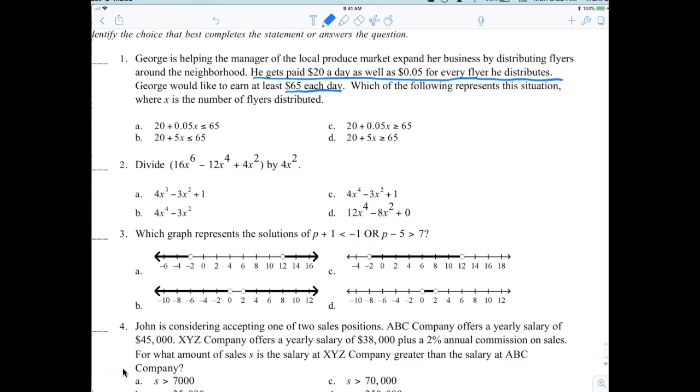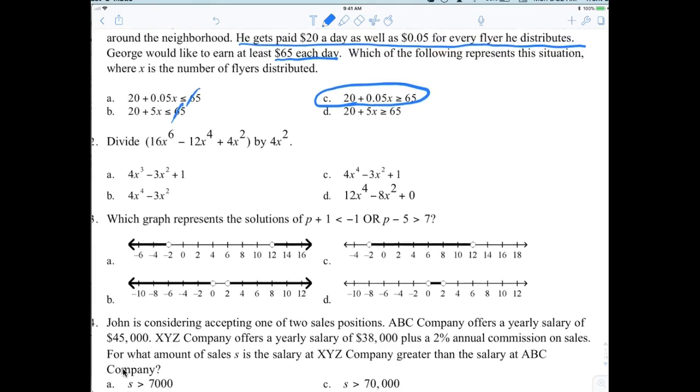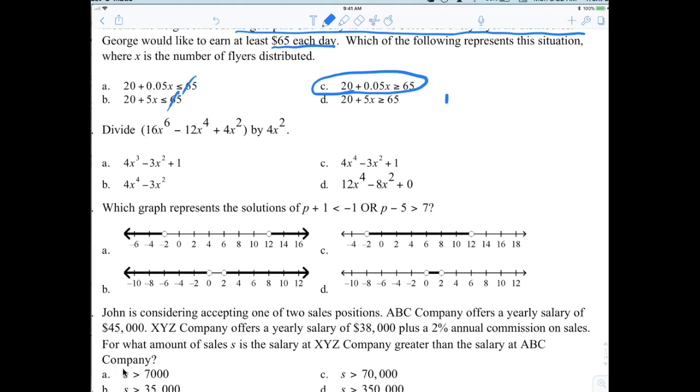So what you should be doing is crossing out A and B. And then he wants $20 and 5 cents for each flyer. So hopefully you're not too concerned about that. Thank you. Correct answer for number 1 was C. Now for the division. Let's look at that real quick.